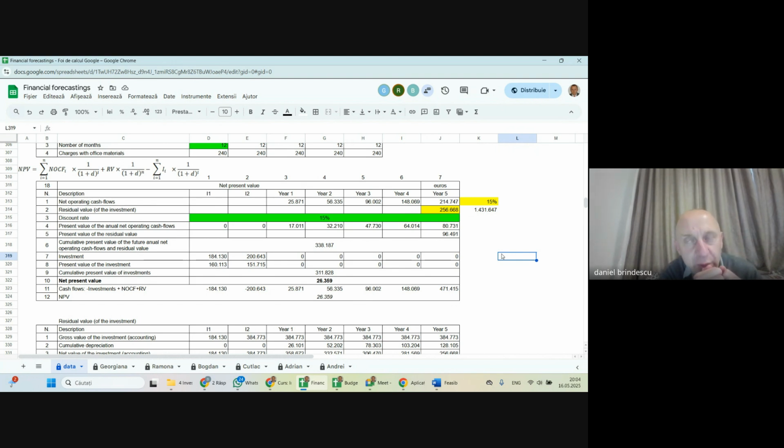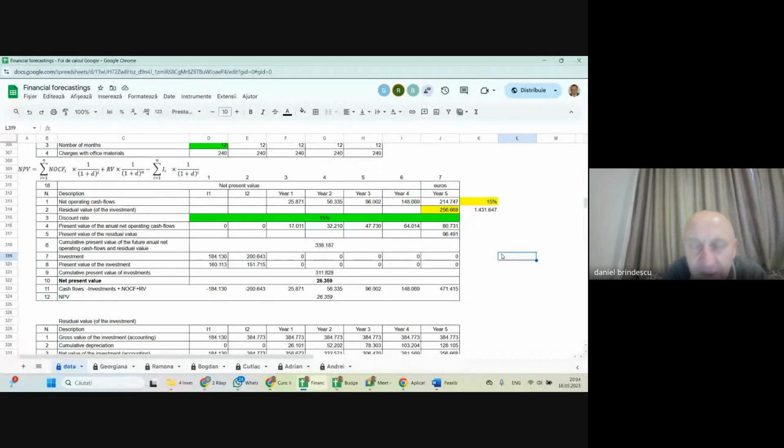So you establish the discount rate starting from the 8%, the rate of return for the state bonds, and you add a margin that, in your opinion, covers the extra risk. Let's say 5%. In our case, 7%. 8 plus 7, it's 15%.